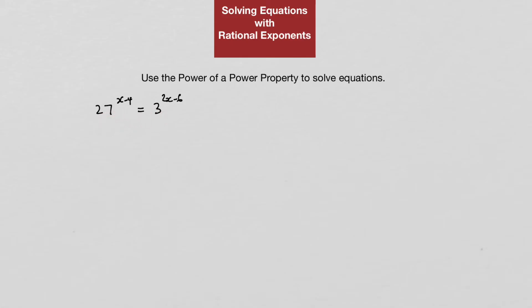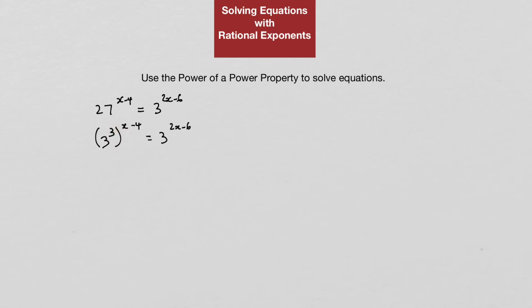So if we take a look at 27, that is really equivalent to 3 cubed. 3 times 3 times 3 is 27. And so all we're doing is rewriting 27 in terms of 3 to the third power. And so that becomes 3 to the third power to the x minus 4 power, and that is equal to 3 to the 2x minus 6 power. So I didn't change anything here other than this 27, and we just rewrote it as 3 to the third.